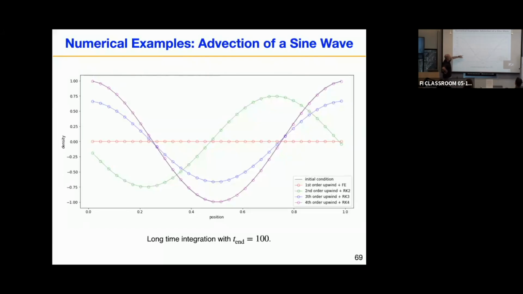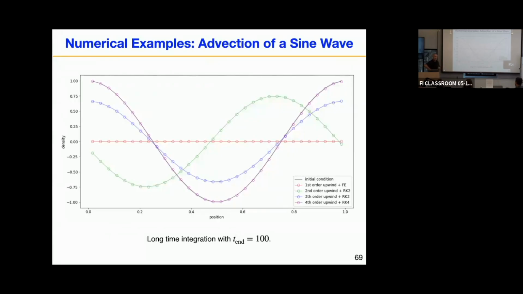The second order is the green one. It's still sinusoidal, but it's totally wrong in terms of phase and the amplitude has decreased. The third order one, the phase is correct, but the amplitude is off. The fourth order one is perfect after 100 orbits. And so that's really the added value of going to higher order. And when you have smooth solutions, you can really preserve them forever. I think you need to go to 10,000 orbits to start to see an effect on the fourth order.